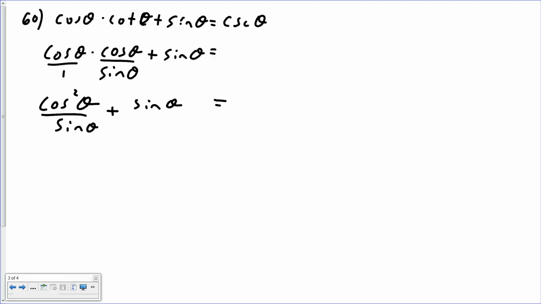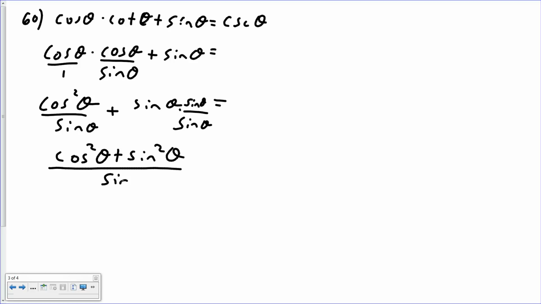You want to add these fractions. And as you add the fractions, you need the same denominators. Therefore, you know you have to have the denominator of sine theta over here. So I'm going to multiply by sine theta over sine theta, which is 1. Now I can combine the two fractions, and it becomes cosine squared theta plus sine squared theta all over sine theta. You know it's got to be simpler than that because the right side boils down to 1 over sine theta.